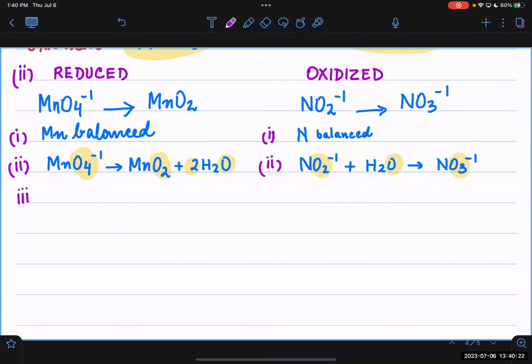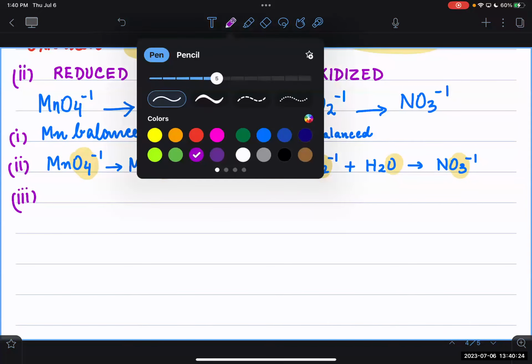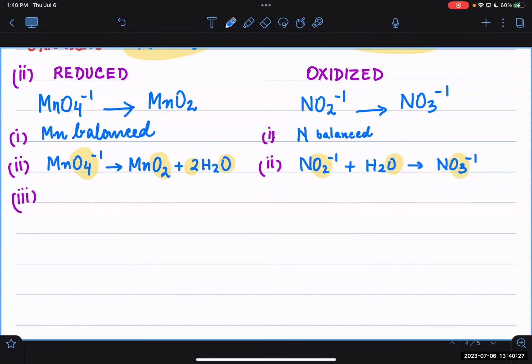Very good. Balance hydrogens. And how do you do that? Hydrogen ion. Excellent. So how many hydrogens are on the permanganate side? No, total hydrogen. How many? 4. So these 4 hydrogens have to be balanced. So you're going to put 4 hydrogen ions plus MnO4 minus 1 gives you MnO2 plus 2H2O. Clear?